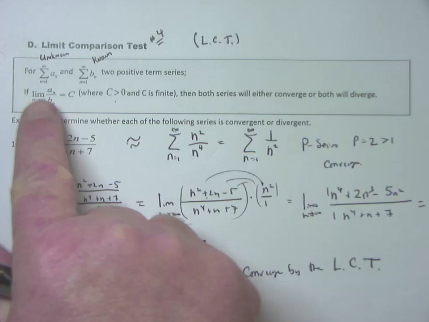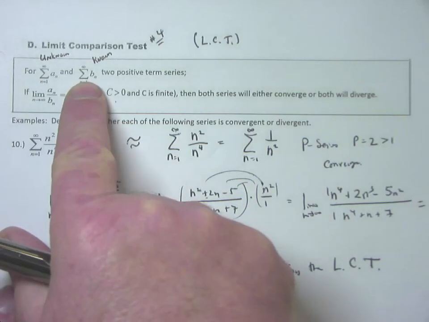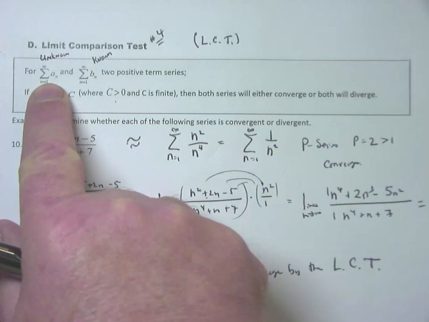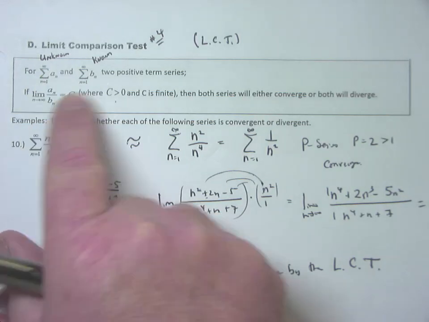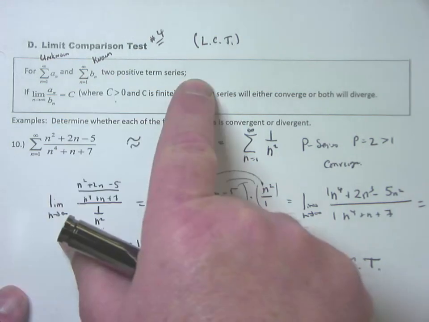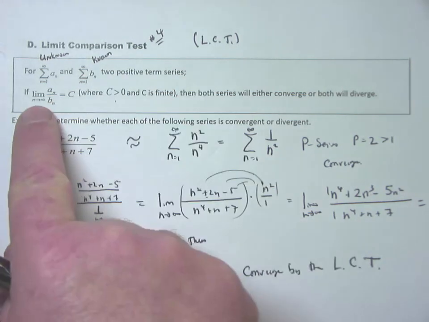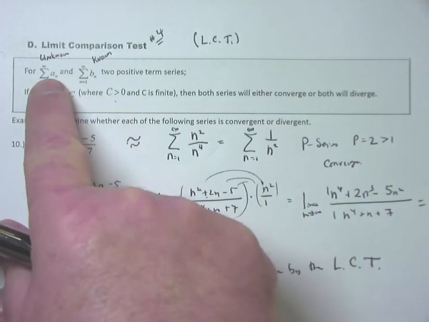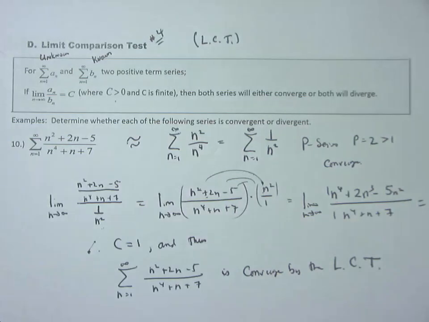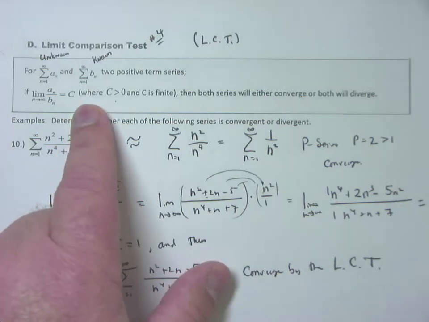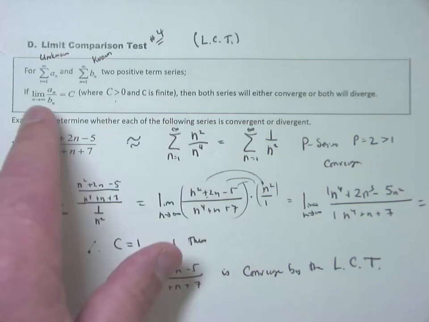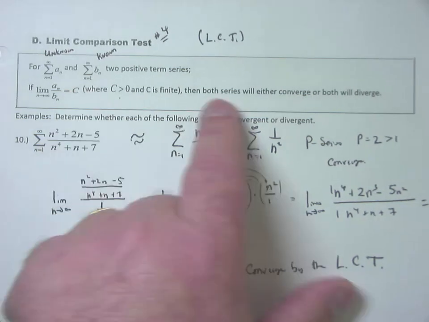And it says this. You've got two series, a_n and b_n. And I mentioned this before, the way I'm coding this stuff, the sum as n goes from 1 to infinity of a_n is the unknown series, and the sum as n goes from 1 to infinity of b_n is the known series, and they're both positive term series. If you take the limit as n approaches infinity of the ratio of the unknown sequence over the known sequence, and you get a constant which is not 0 and not infinity, it's got to be finite but it can't be 0, then both series will do the same thing.